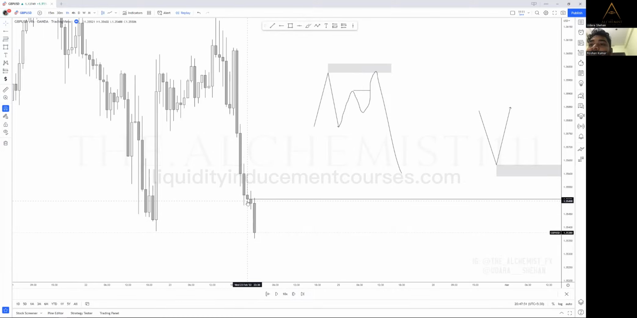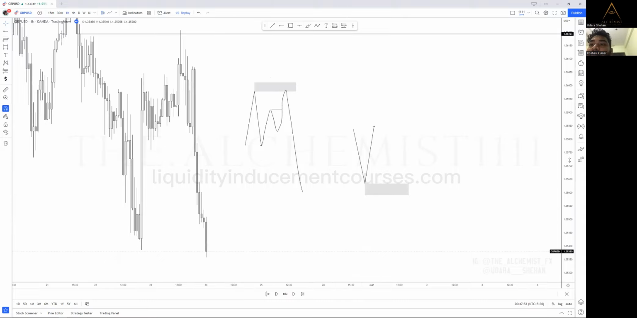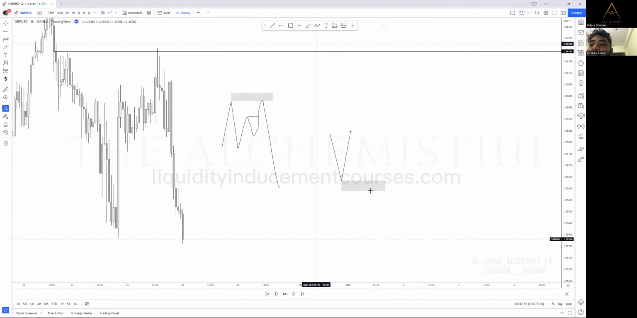So let's go through direction later. I'll only show you POIs right now. Okay, so same thing in here. For this to be a valid, proper POI, it has to have liquidity above it. Then you can expect this. Can you understand that? It has to have liquidity above it. I'll show you more examples.